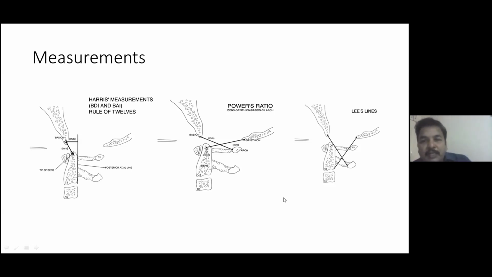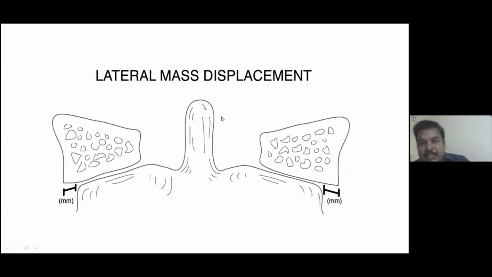Another most important measurement is the Power's ratio, where from the basion you draw a line to the posterior arch of the atlas and from the opisthion to the tip of the dens. The other one is the lateral mass displacement. This particular measurement is especially useful in treating Jefferson fractures, where you look at the displacement of the C1 lateral mass over the C2 lateral mass. For example, if this is X and this is Y, X plus Y more than 6.9 millimeters indicates probably that the transverse ligament is torn, which is an indication for surgery.